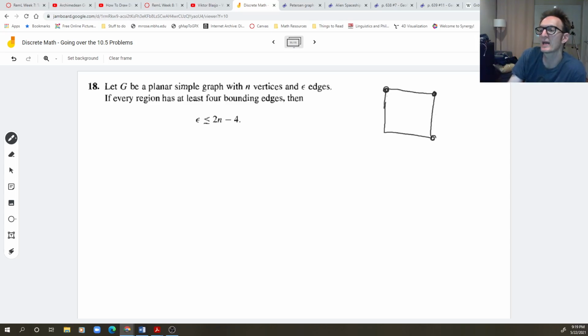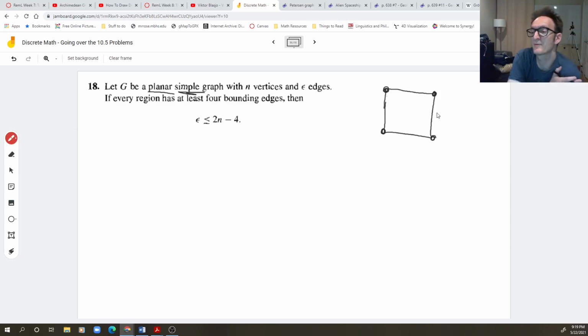So now just imagine a world in which no triangles are allowed. So imagine you have some polyhedron or something in which every region has degree 4 or more. Then if this is a planar graph, planar, simple, it doesn't even say connected, but maybe that doesn't matter. I bet that kind of matters.